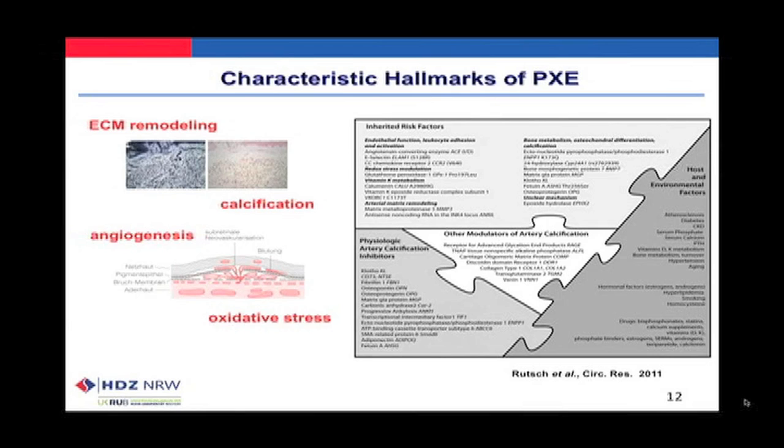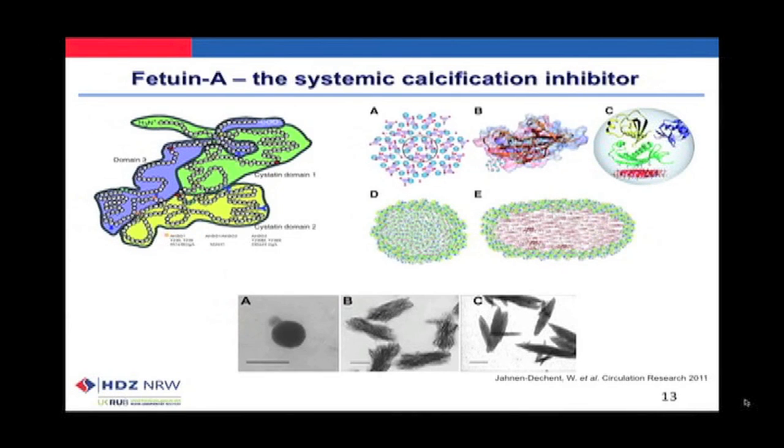And you have environmental and host factors, which are also very important, like is there a predisposition to diabetes, to chronic kidney disease, what about aging, what about hypertension. Environmental factors like nutrition play a role, smoking plays a role, and also taking drugs, for instance. These are all factors which contribute to arterial calcification. And we picked out some of them and looked at what's happening to them in PXE.